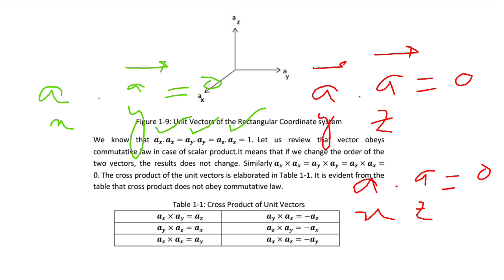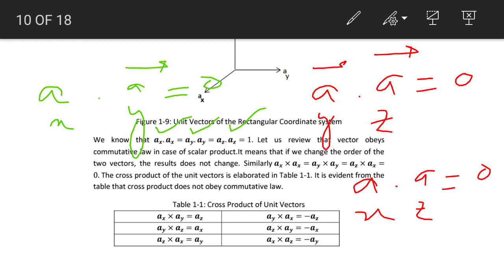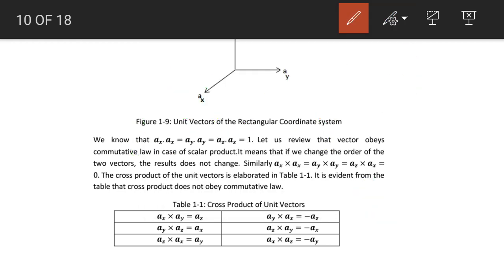Let us consider the cross product of these unit vectors. You see, ax cross ax results in 0, ay cross ay results in 0, az cross az results in 0.